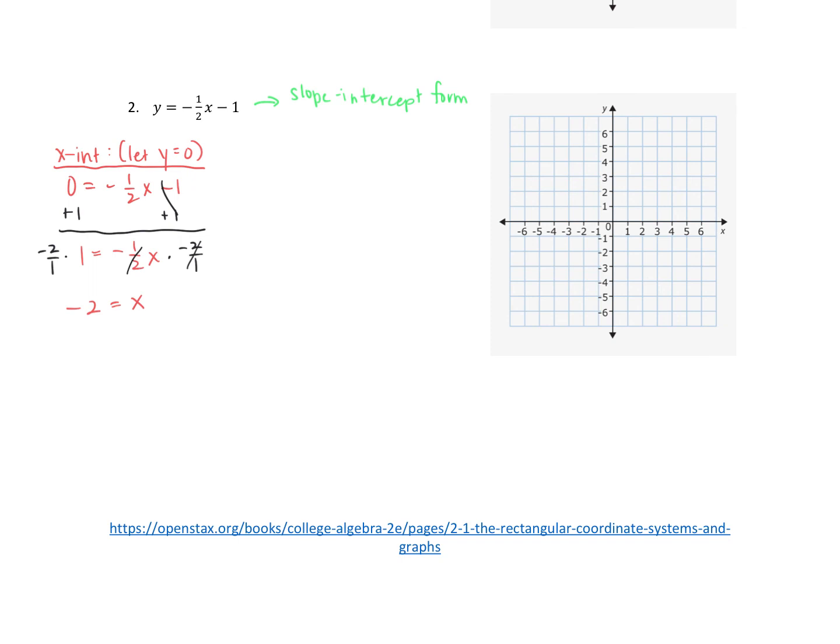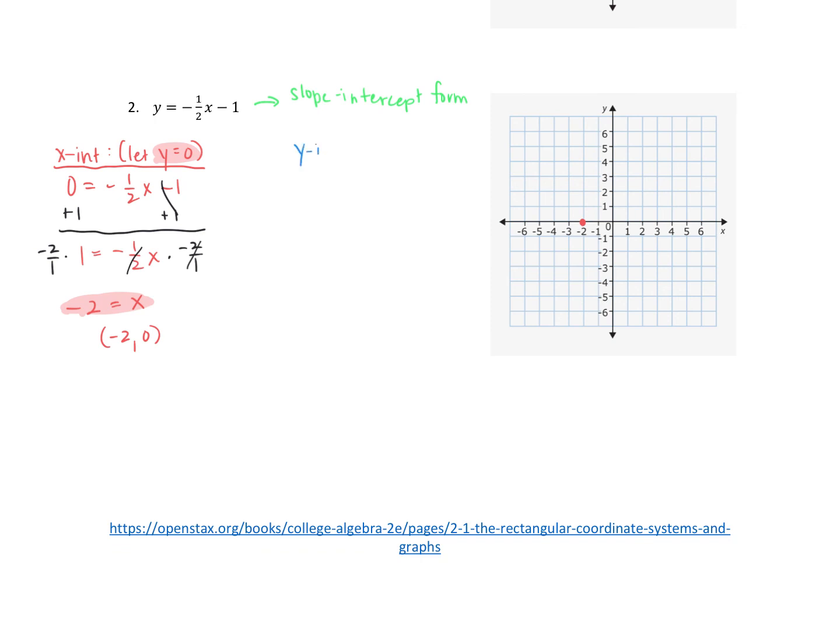We've solved for x, so we have the x value. Remember the y value, we assumed that y was 0 in the beginning, so now we have an x and a y value. The x value is -2 and the y value is 0. So -2, 0 is our x-intercept.